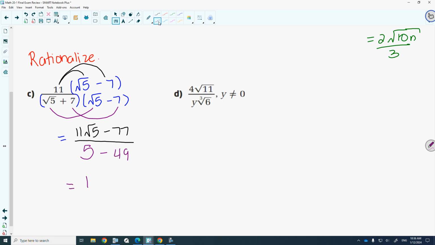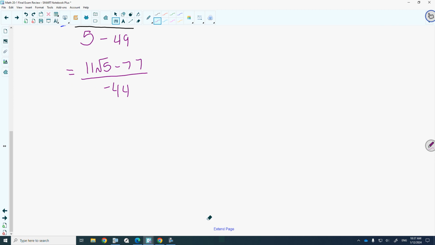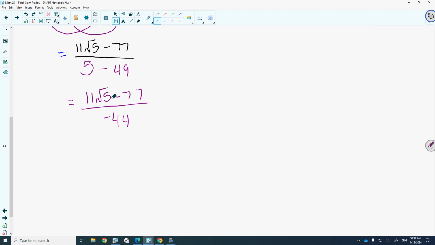My numerator is 11 root 5 minus 77. And my denominator is negative 44. This is the answer. However, they'll often do a couple of things. What can I do to this numerator? Do you know what can be done with the numerator? Yes, the numerator can actually be factored. So they may factor the numerator.